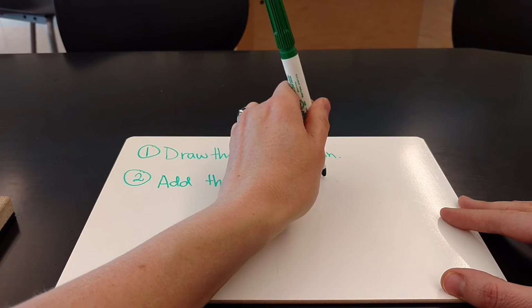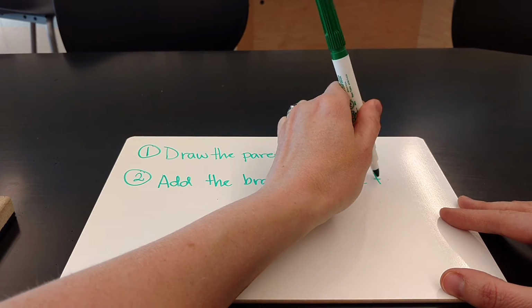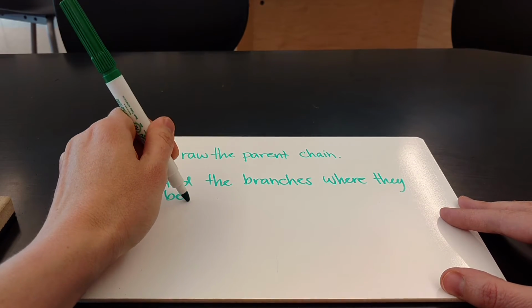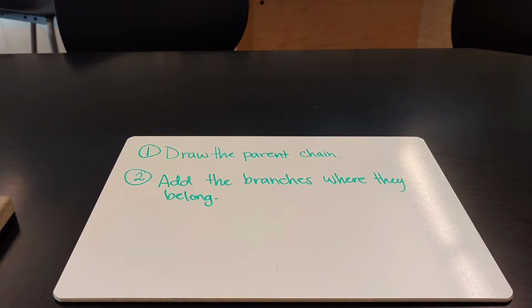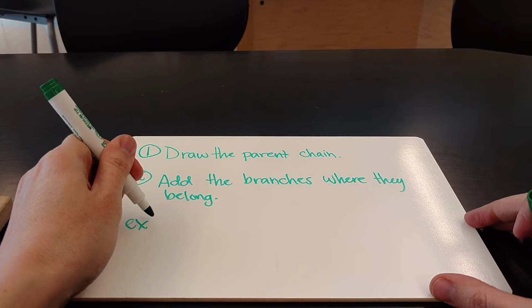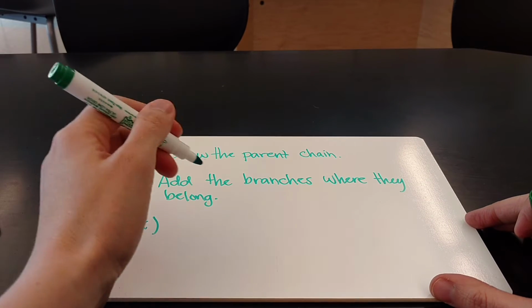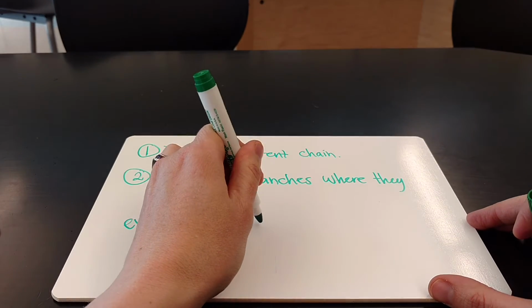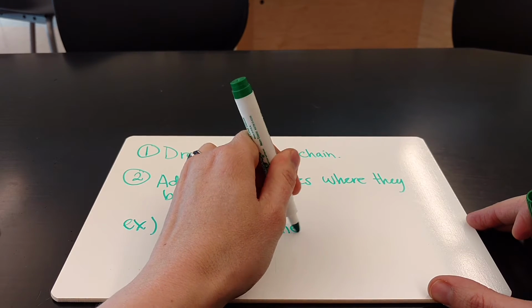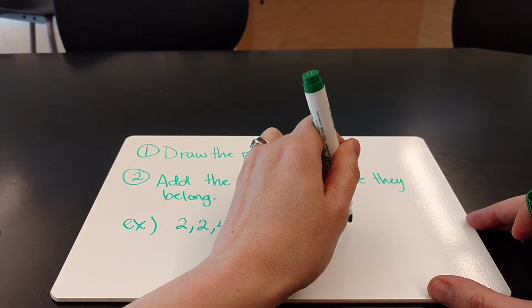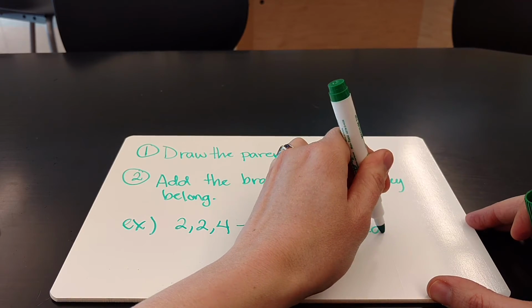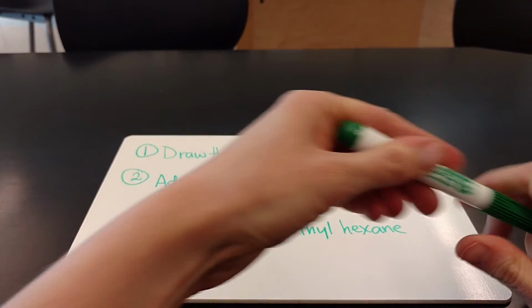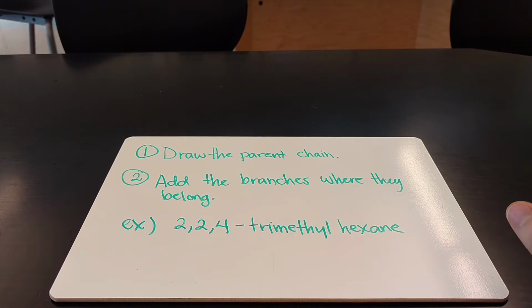Add the branches where they belong. So pretty straightforward. Here's the example that we're going to work with for this one. Here's the name: 2, 2, 4 trimethyl hexane.